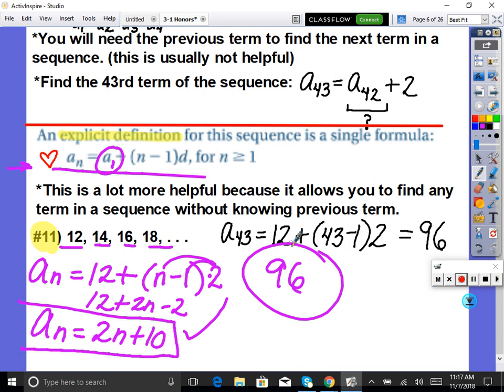And notice, this is going to make a good connection for later. This formula right here is what is creating 12, 14, 16, 18. Do you agree? Plug in a 1, because that's the first term, and you get a 12. Plug in a 2, you get 14. You guys see what I'm saying? Okay. Let's do another one.